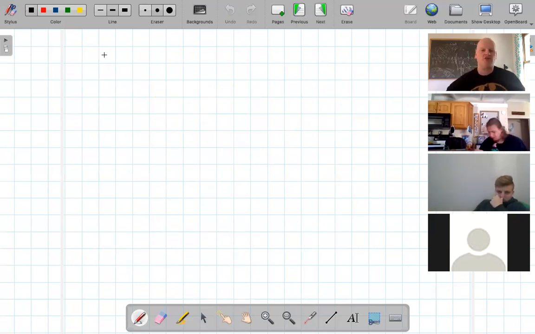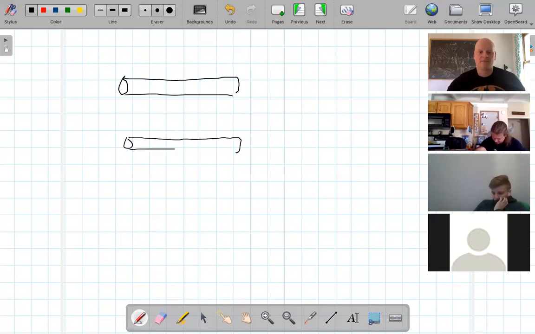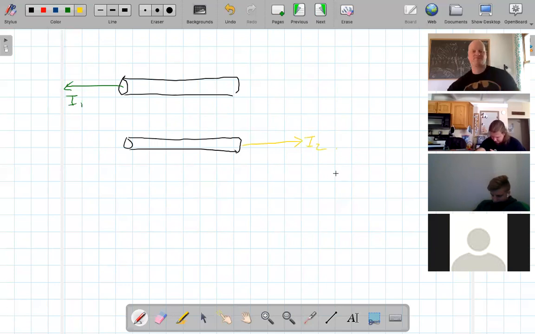Now let's look at case number 2. I'm going to draw my wires again. So here's my wire. Here's my wire. I'm still going to choose I1 to go in this direction. So this is still I1, but now I'm going to have I2 go in the opposite direction. So this is now going to be I2.